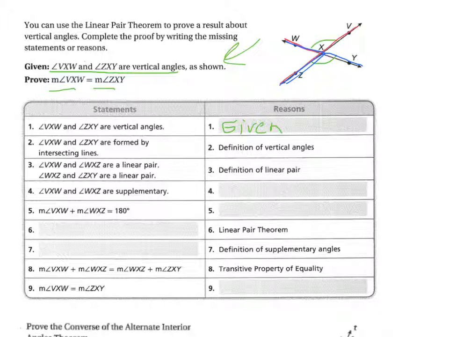Now it says that VXW and WXZ are supplementary. Well, that is what we just proved in the previous proof. If we have a linear pair, they're supplementary. And that was the linear pair theorem. If they're a linear pair, they're supplementary.